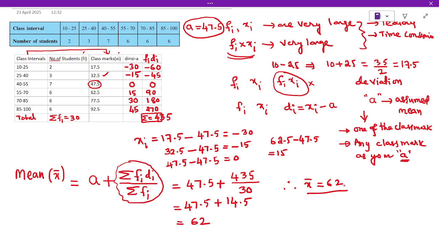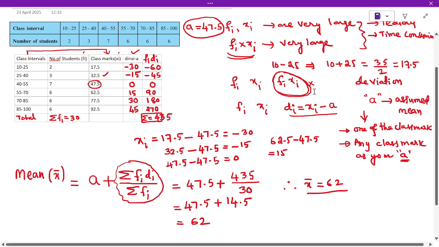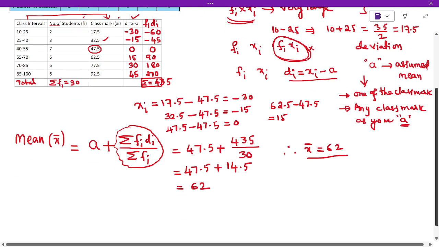Clear? So therefore the only reason we use this method is that we want to reduce the time taken for taking the product of fi xi, right? So we introduced the deviation, that is the fourth column. Then we replaced xi with di, and we did the rest the same way we proceed to find the mean. Okay, so that's how we calculate the mean by using the assumed mean method.